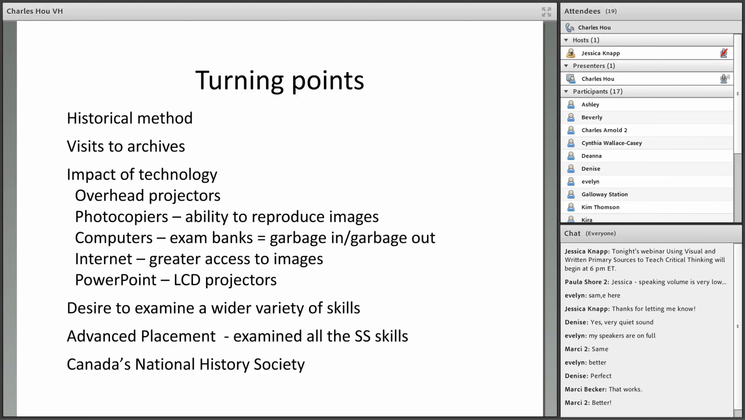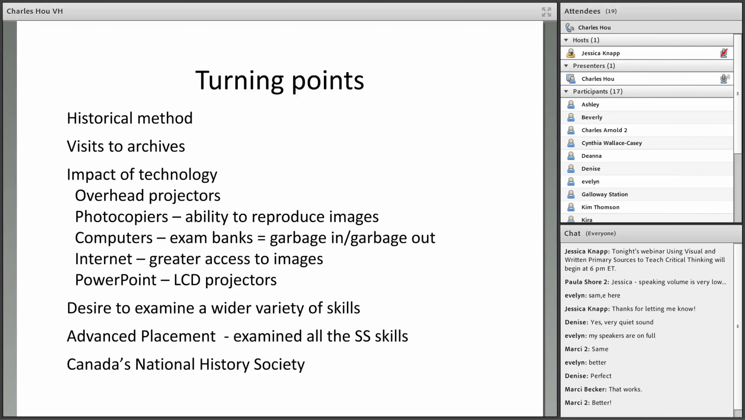The internet, of course, gives us even greater access, and the PowerPoint, I think every student teacher should be forced to use an opaque projector for a year before they get a PowerPoint. The PowerPoint is absolutely phenomenal. Anyway, I wanted to teach a variety of skills. Our teacher's guide gave us 100 skills to teach, but we were only examining a fraction of this.